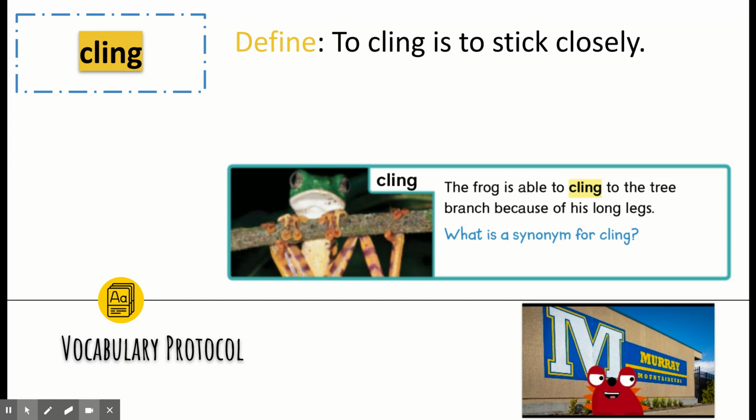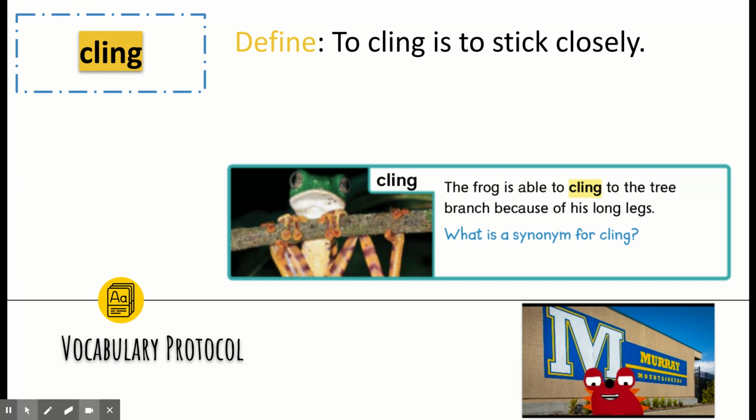So here we go. Your first word is cling. Say it with me, cling. To cling means to stick closely to something. Here's our example sentence: The frog is able to cling to the tree branch because of his long legs. If you have a friend who sticks closely to you, you might say they're a little clingy. Or a baby that sticks to the parent might be kind of clingy.